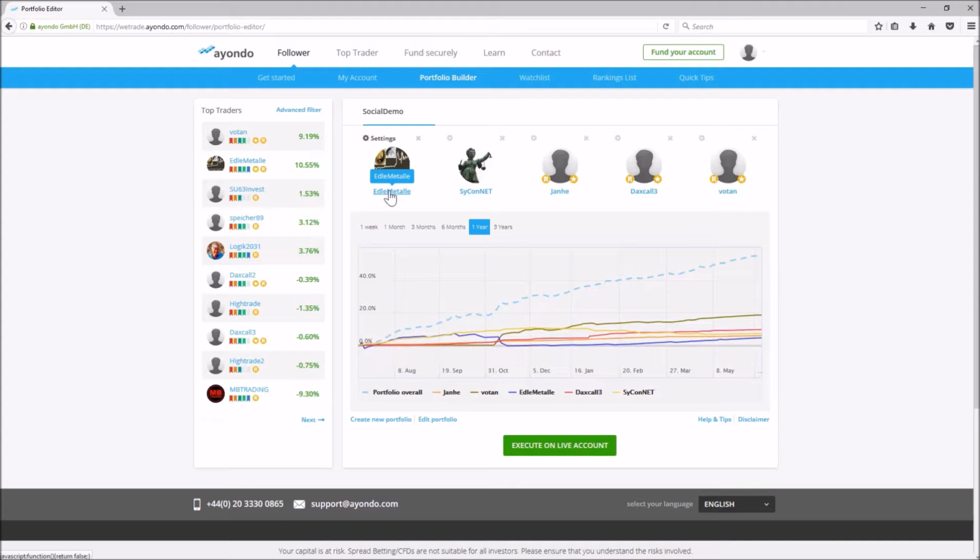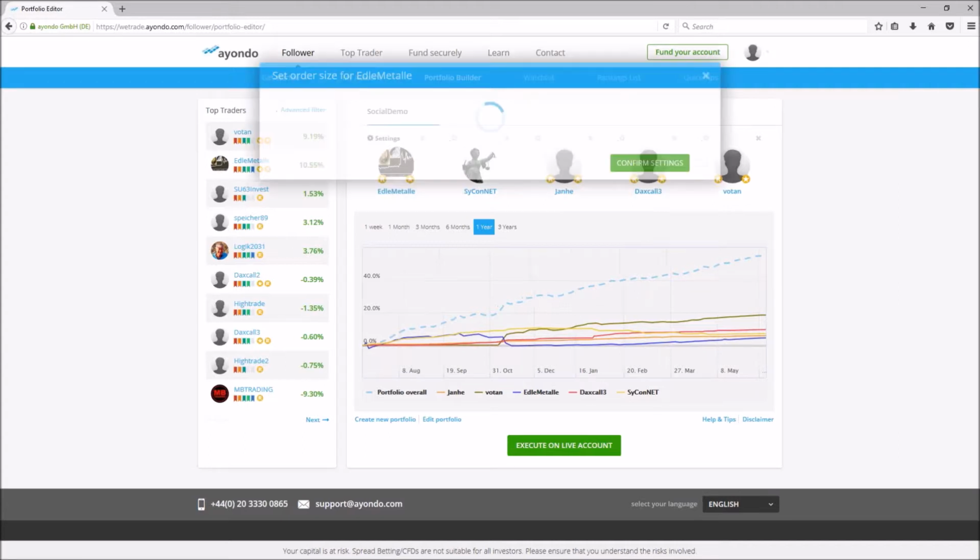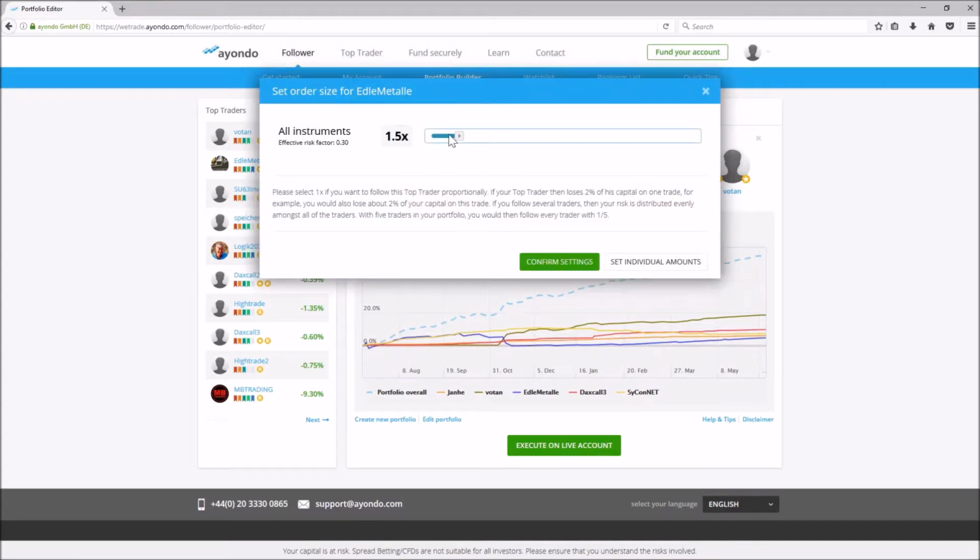So already, because I've got other traders in here, the size of their trades will be diluted on my account. And I can change this if I want to. So the default setting, if I'm following them like this 1-to-1, what it means is my effective risk factor is 0.2 because I'm following 4 other traders. So if you follow several traders, then your risk is distributed evenly amongst all the traders. So with 5 traders in your portfolio, you then follow every trader with 1/5 of the size.